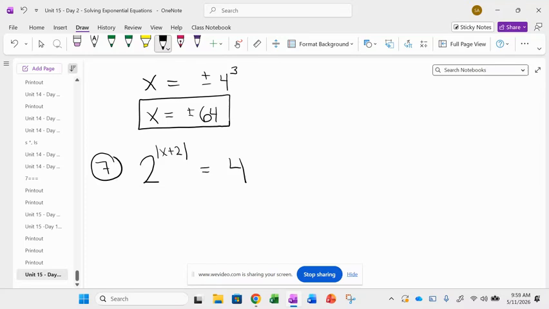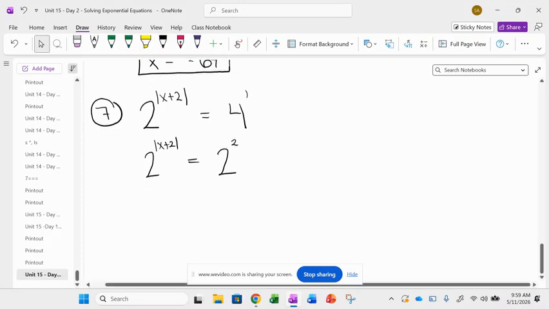Okay, so now I'm back to solving for an exponent. When I'm back to solving for an exponent, do we agree our bases have to be positive? All right. This is also 4 to the first power. Can I make 4 into a base of 2? Absolutely. So we're going to have 2 to the absolute value of x plus 2 equals 2 to the second power.